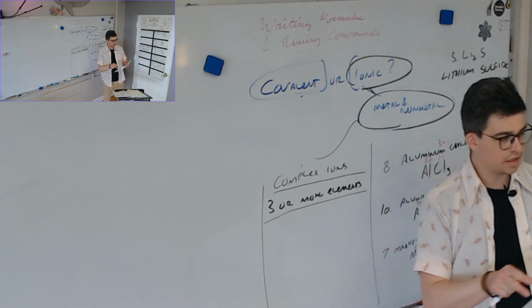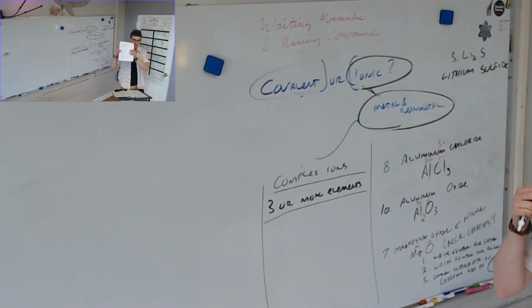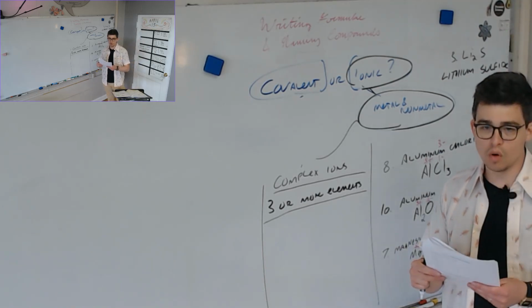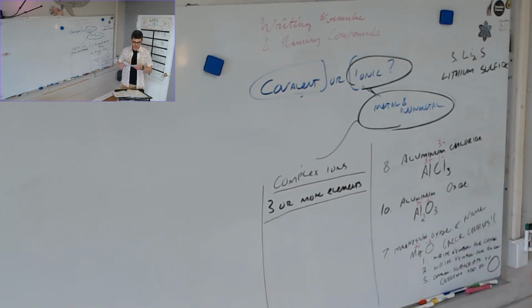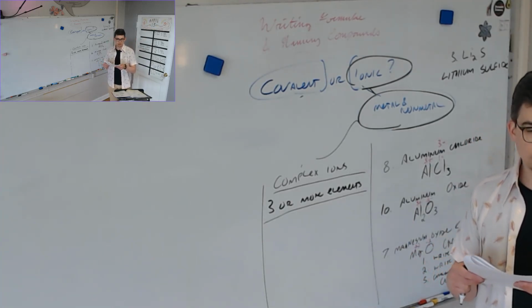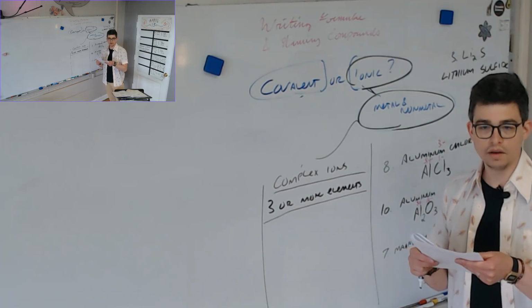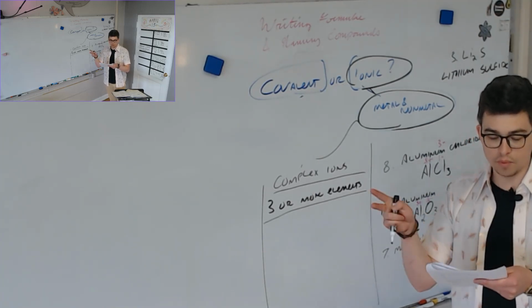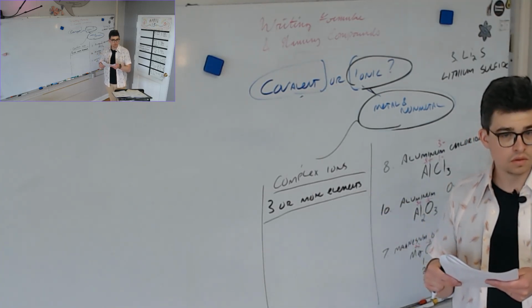Are there any on this worksheet that we're still looking at that have 3 or more elements? Look down the list, 1 through 6. Do any of those have more than 2 elements? Well, does 1? How many elements are in number 1? 2, sodium and bromine. In 2? 2, calcium and oxygen.